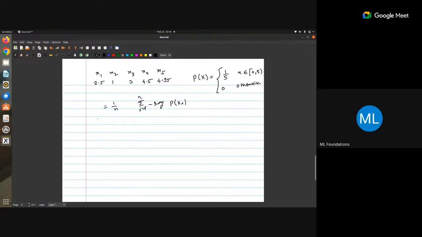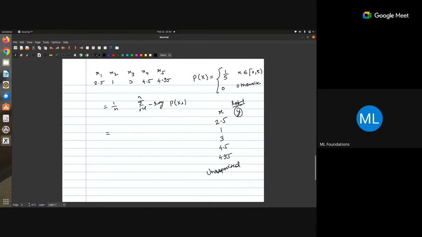So here, this is a density estimation problem. The data will look like this: x equals 2.5, 1, 3, 4.5 and 4.95. That is the only thing which you are given. So what is missing here? The label, right? Label is not there, and hence it is an unsupervised learning problem, right?